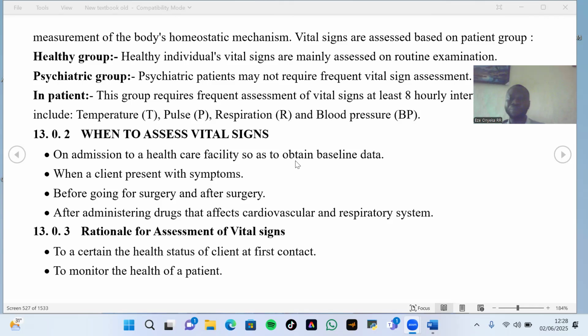So this is just a brief idea of why we say they are basic, they are vital signs. But the focus of this section is primarily for us to understand how to carry out those processes. So, vital signs are carried out for healthy individuals, okay? Then psychiatric groups and patients too. And we'll talk about temperature, pulse, and respiration, and blood pressure. These are the key vital signs.